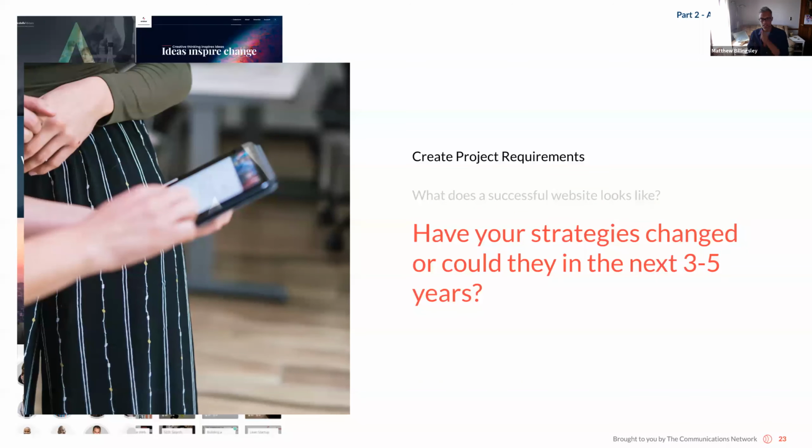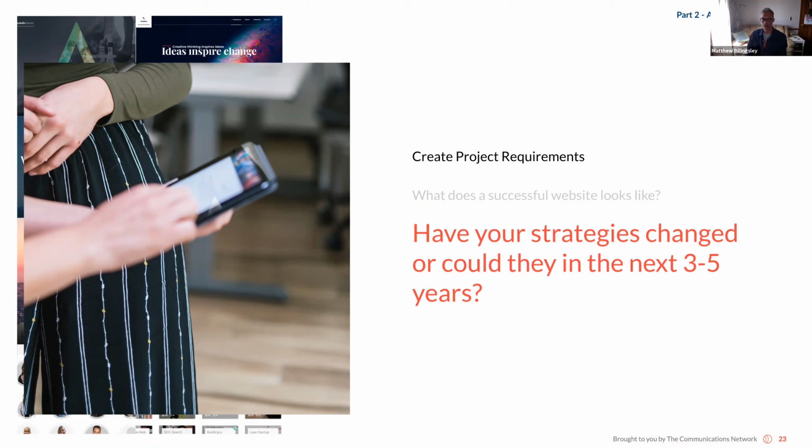Think about your strategies, have they changed in the next 5 years, or could they? Again, going back to future-proofing, your website's a living thing. As your organization pivots and adjusts to new sites, to new approaches, so should your website.